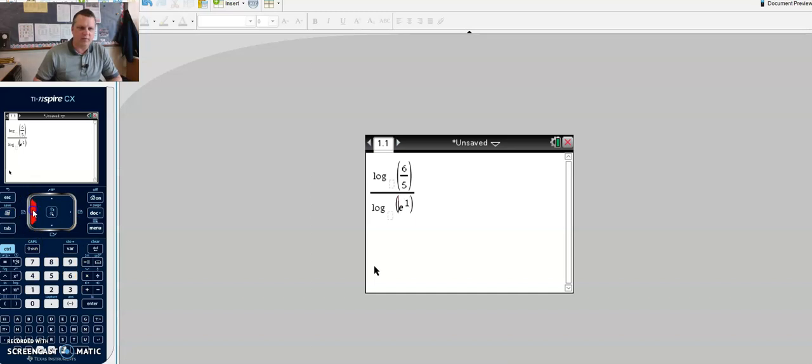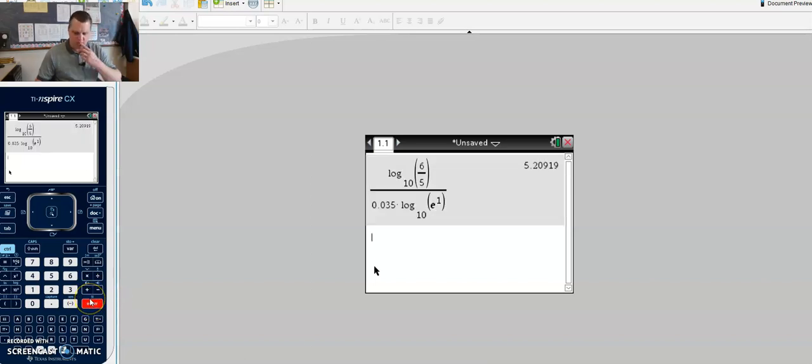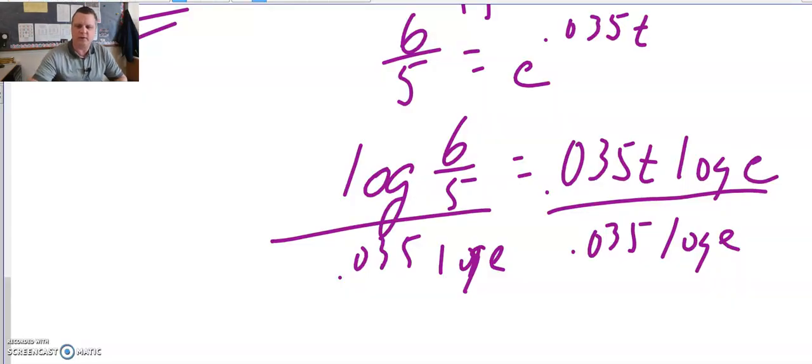Oh, but I forgot to put in front of the log the 0.035, and I might need a times symbol there. And enter, and you get 5.2. Okay, it says the nearest tenth of a year, so that would be just 5.2 years. Don't do 5.21 because that's the 100th.